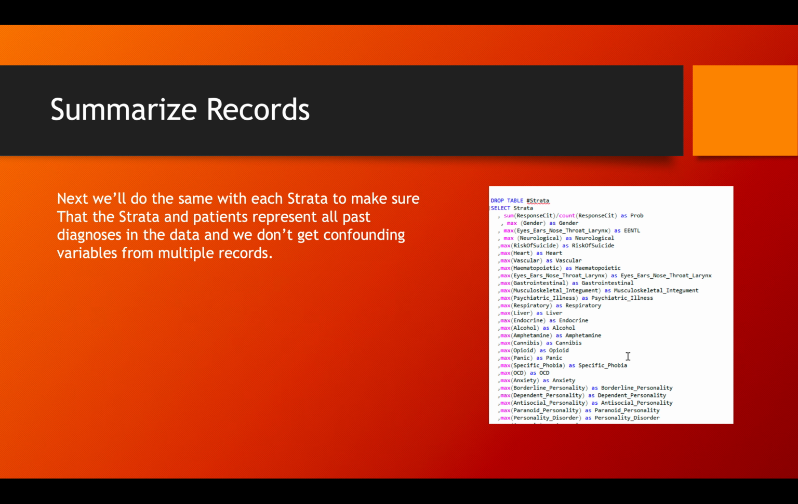Next, we're going to do the same for each strata, so we can make sure that the strata and the patients represent all past diagnoses in the data, and we don't get any confounding variables from multiple records. So we don't want a strata that is trying to represent a patient without liver disease when someone in that data may have had liver disease, or they have it in their past. So we want to make sure that the maximum values are returned so that we can have accurate representations of what is being represented by this data in each strata.